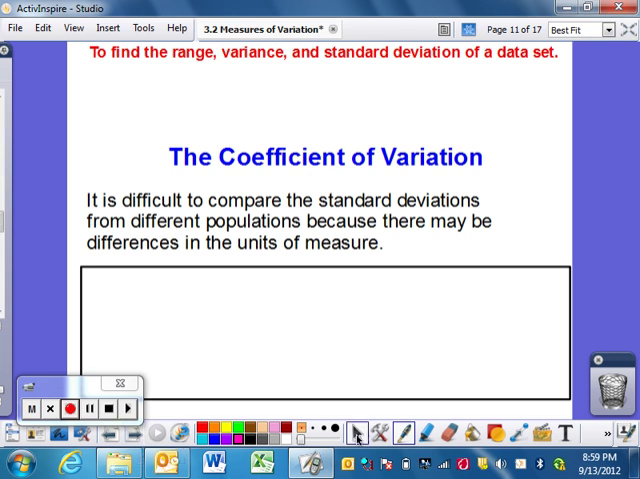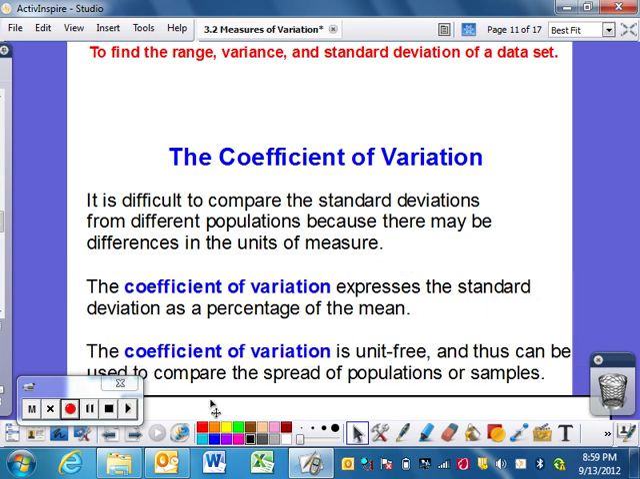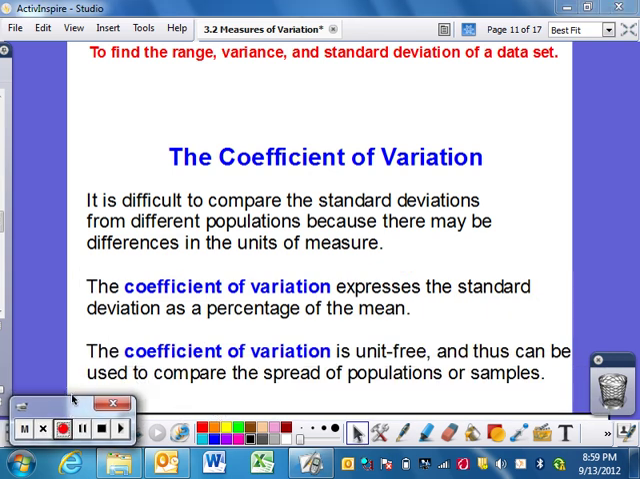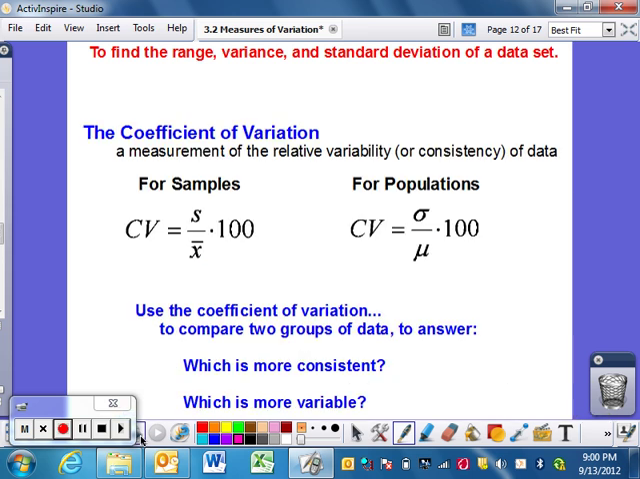So, the coefficient of variation. Why is this important? It's difficult to compare standard deviations from one population to another because the units that things are measured in might be different. So to compare, we can use the coefficient of variation to express standard deviation as a percentage of the mean. You're going to end up getting a percentage with the coefficient of variation. It's unit free and can be used to compare the spread of a sample.